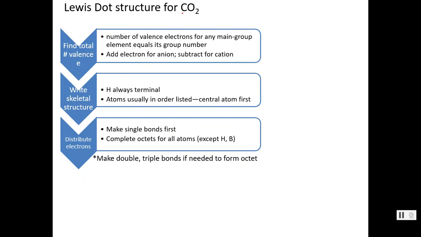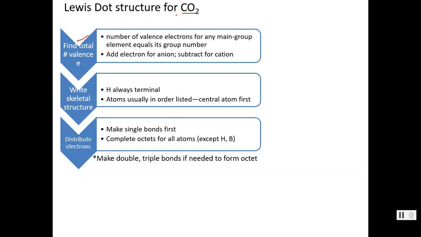So we're going to use the example carbon dioxide, CO2, to illustrate the steps for drawing correct Lewis dot structures. The first step that you need to do is to find the total number of valence electrons for your molecule. To find the number of valence electrons for your molecule, you need to sum up the valence electrons for each atom in your molecule.